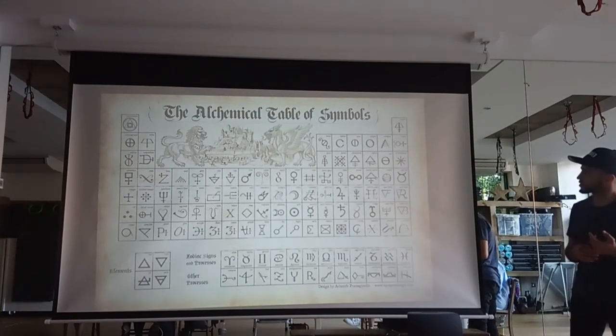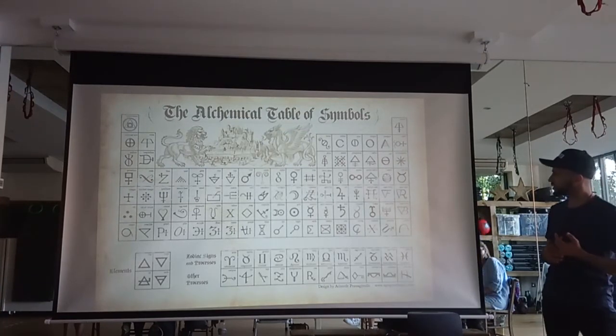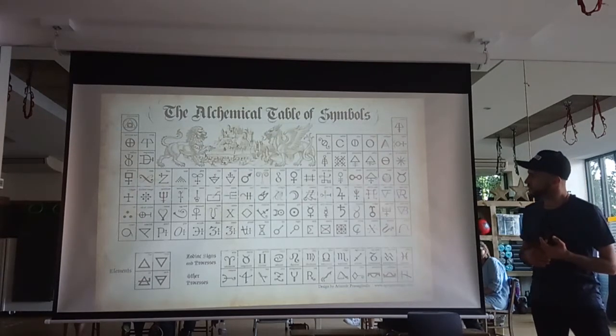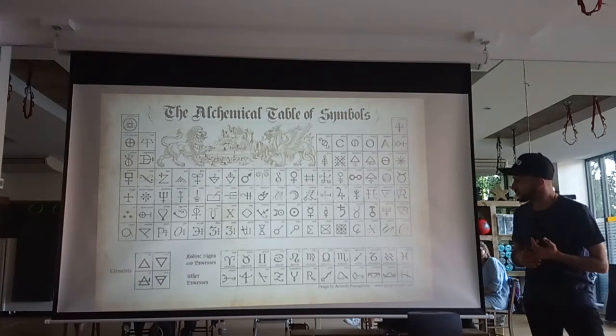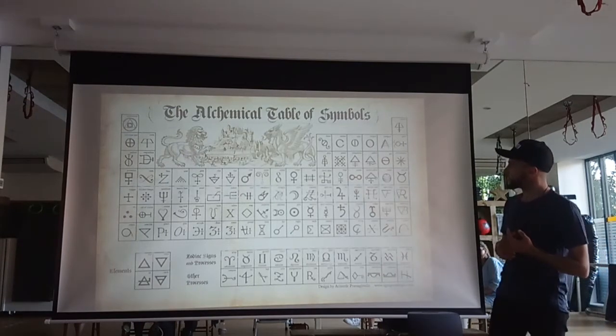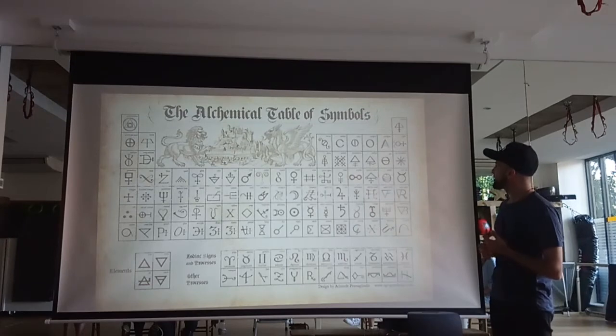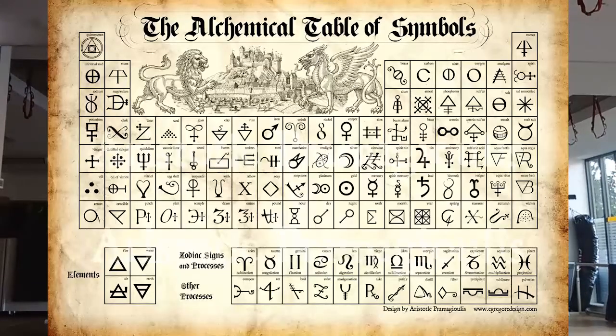I just want to draw your attention to one particular symbol on here, which is the symbol for sulfur. Where is it? So it's an upward pointing... it looks like a cross. So many symbols here. It's better to look on here. So if I put my mouse, what's that on the top left?